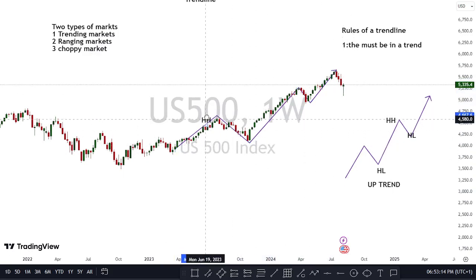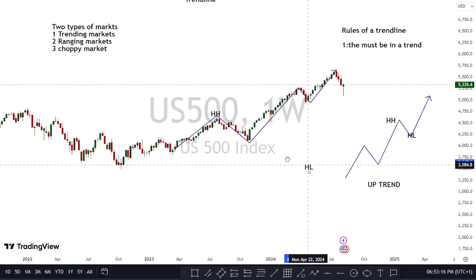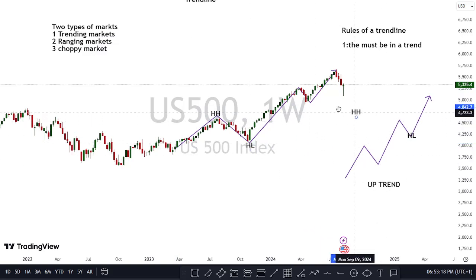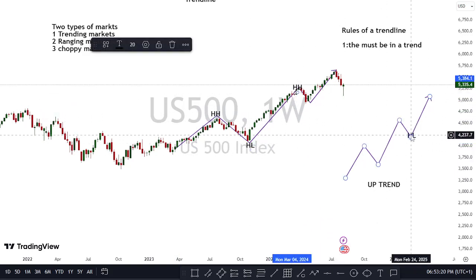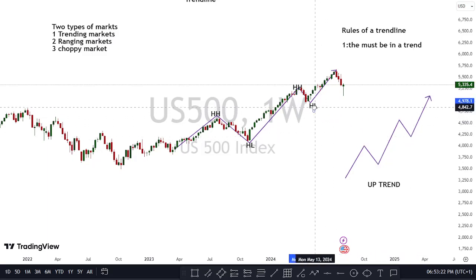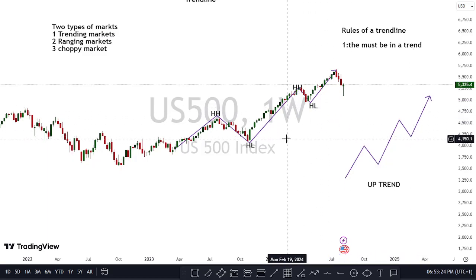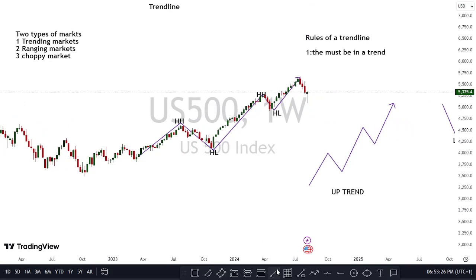You can see it simply here. This is a higher high. This is a higher low. This is another higher high. This was another higher low. So you can see that this is an uptrend. So let's draw it. The criteria is that in the case of an uptrend, you draw it from two higher lows. You draw a trend line at least.